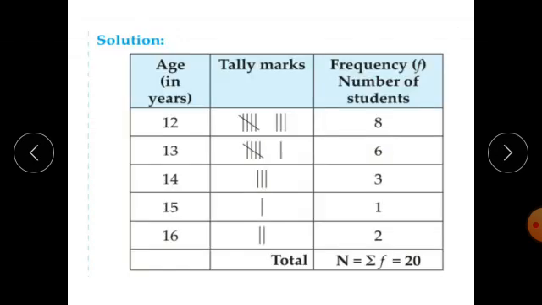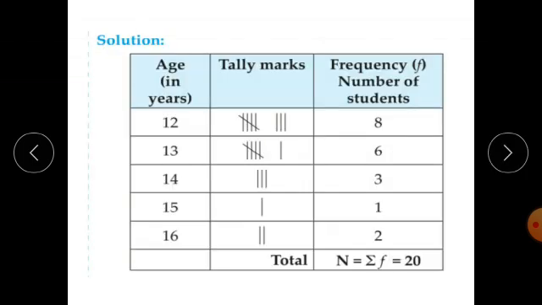In this method, we prepare a table having three columns. The first column is for score, that is age in years. Then the second column is for tally marks. And the third column is for frequency, that is, the number of students.